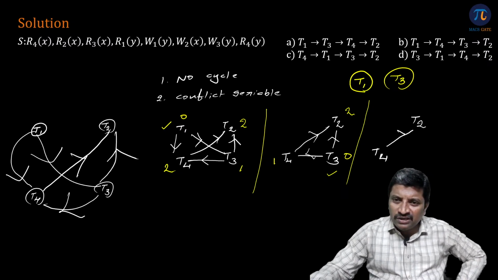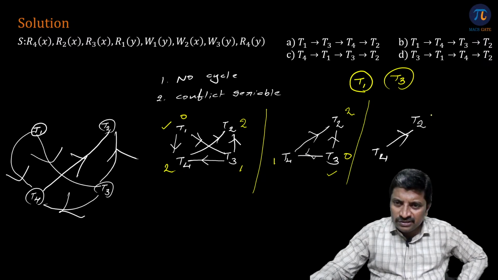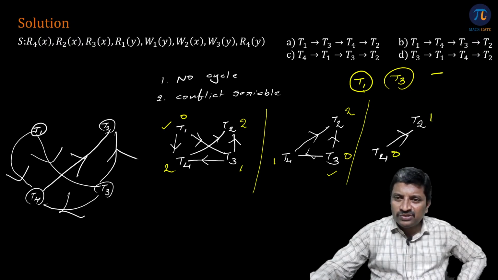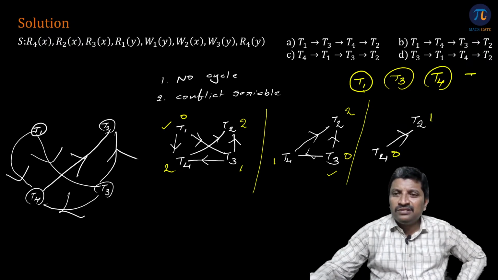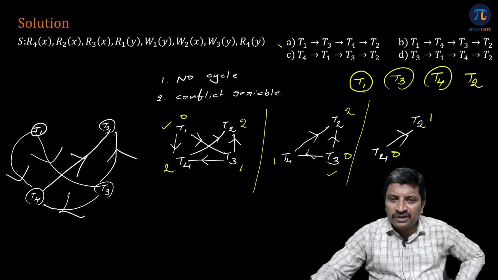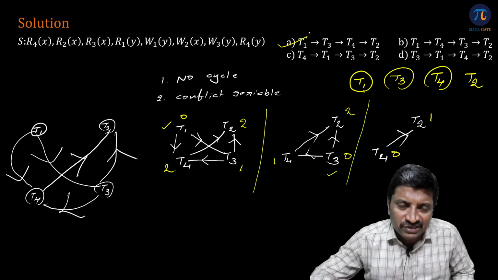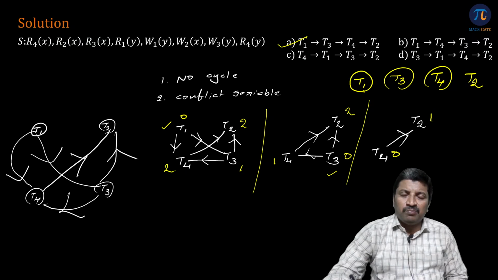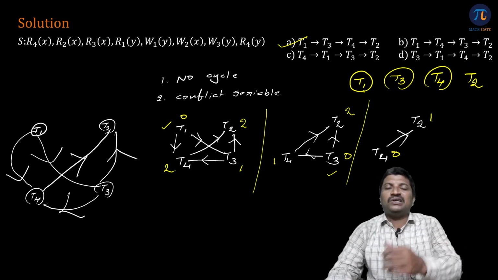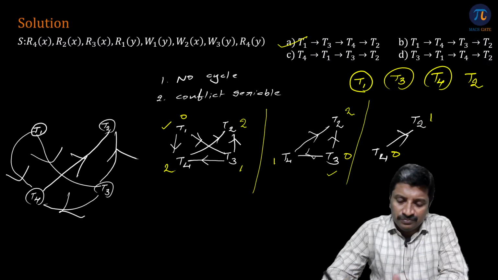The one and only line is T4 to T2. What are the in-degrees? This is 1, this is 0. Who is the hero? T4. Of course, we are done with 3. Then you can have T2. So T1, T3, T4, T2. Hope you understood it. So this is the easiest way to verify whether it is conflict serializable or not. We have a number of questions on serializability, but because of the time constraint, we are discussing only one question for each model. You can practice the remaining questions based on this concept.